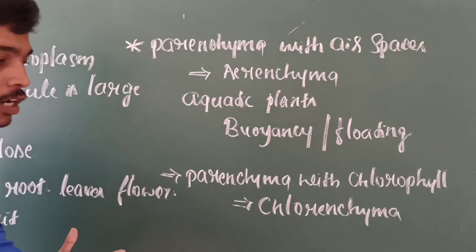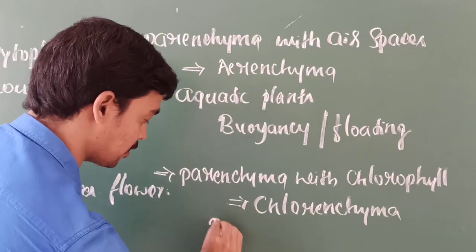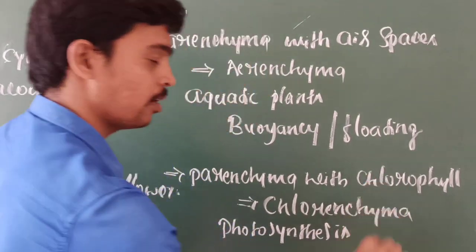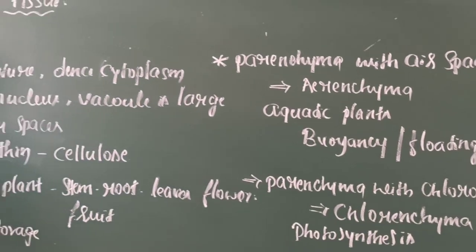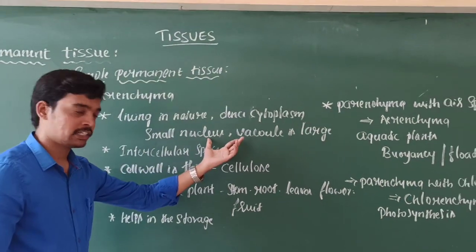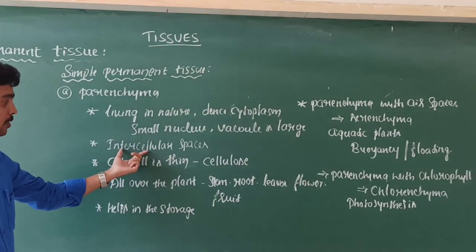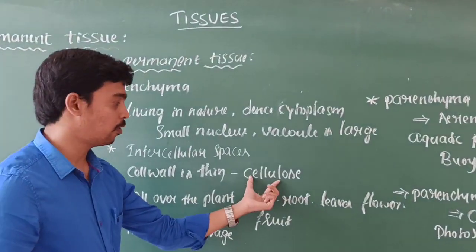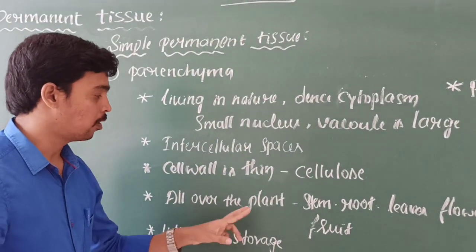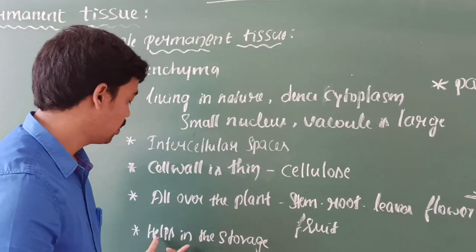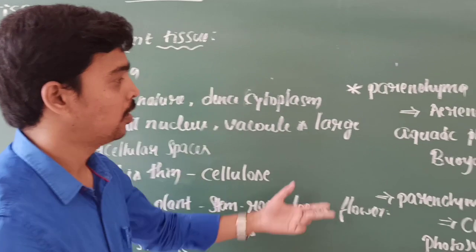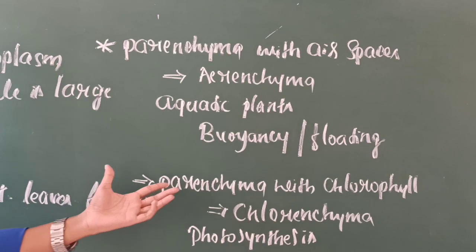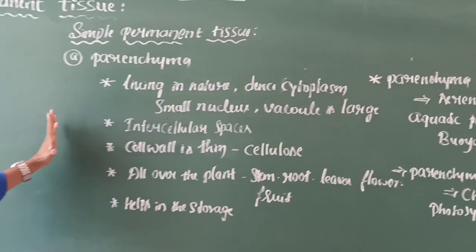You are already familiar with the function of the chlorophyll pigment, that is photosynthesis. It helps in photosynthesis. And this is regarding the parenchyma. It is living in nature, and intercellular spaces are present, the space between two adjacent cells. The cell wall is thin and made up of a component called cellulose. Parenchyma is present all over the plant body and helps in the storage of food materials. And then aerenchyma and chlorenchyma, their functions and where they are present. Okay, this is regarding the parenchyma.